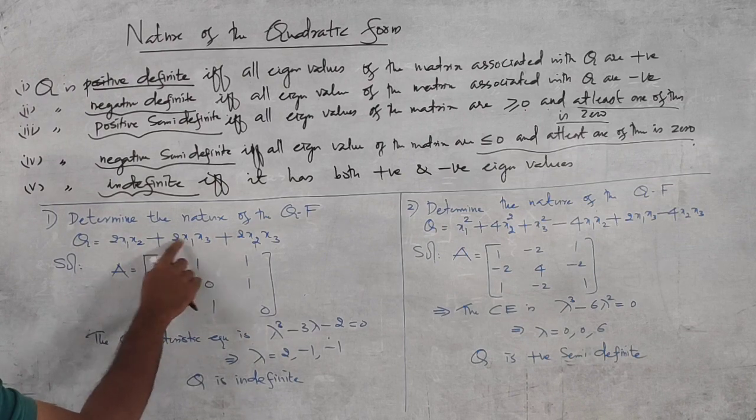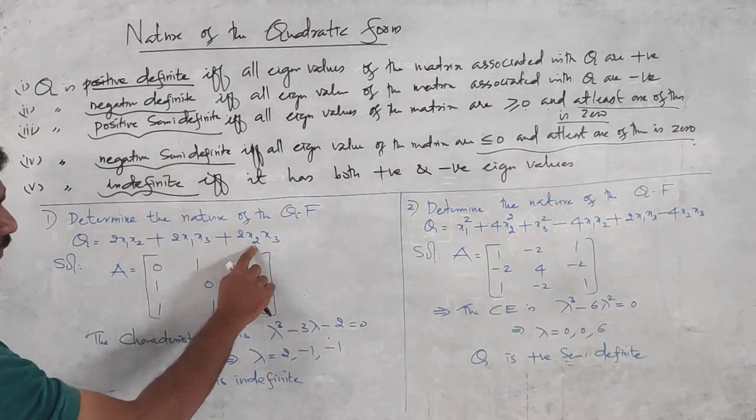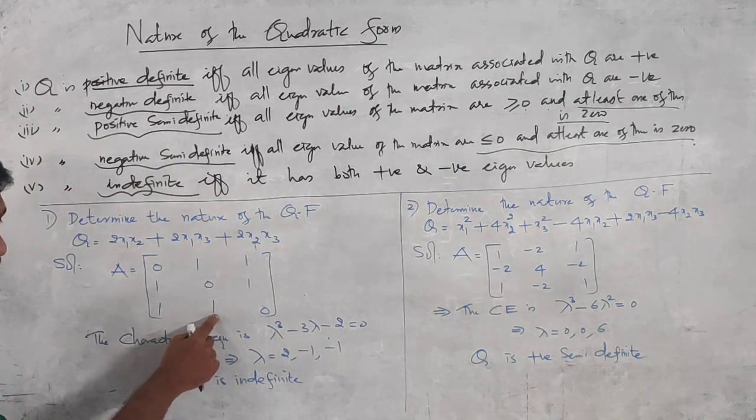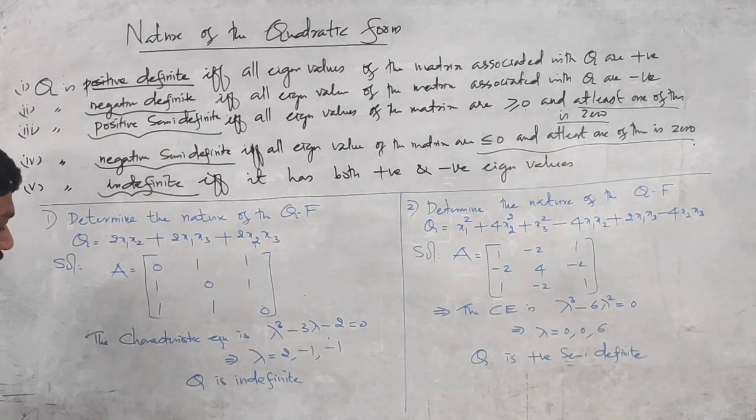And the coefficient of x1 x3 is 2, that's why we take the half of it. That is 1 and 1. And the coefficient of x2 x3 is 2 here, so here it is 1 and 1. So definitely this is the matrix associated with this quadratic form. This is a symmetric matrix.